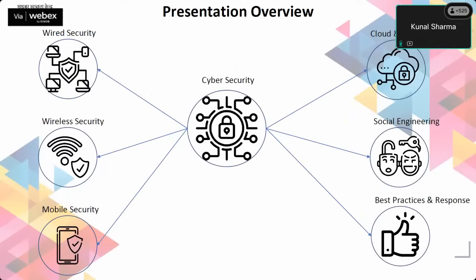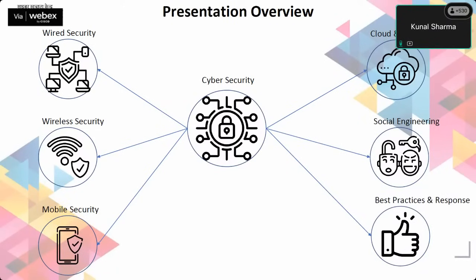I have divided my presentation into 6 areas so that we can look at each area and see the red flags and the mitigation measures we can take. The first one is wired security, which relates to the LANs we use in our offices. Then wireless security: Bluetooth, hotspots, and Wi-Fi all come under wireless security.